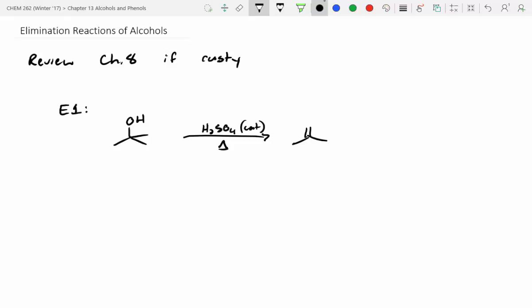Why don't I want to use dilute sulfuric acid? Yeah, Le Chatelier's principle will push it back towards the alcohol side. So remember, we could do addition to alkenes and go back to our alcohol, but in this case, we want to do the elimination.